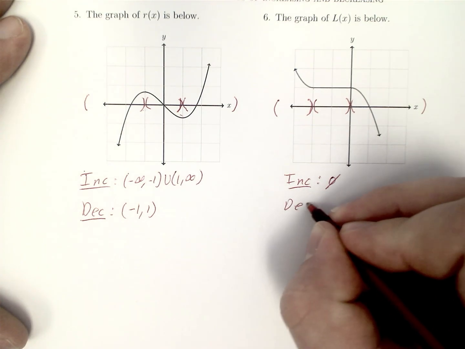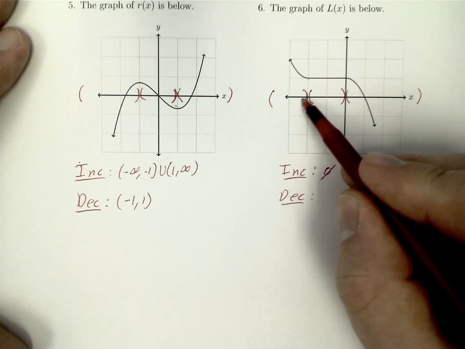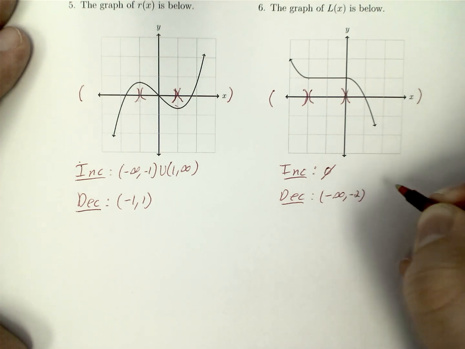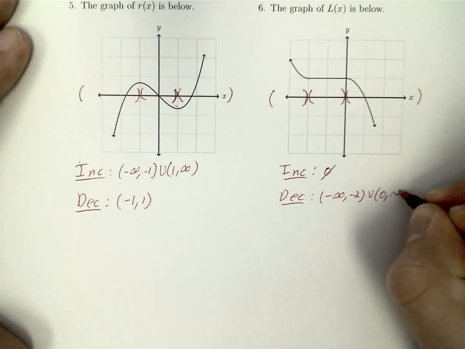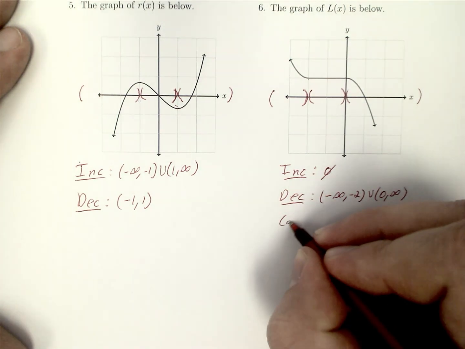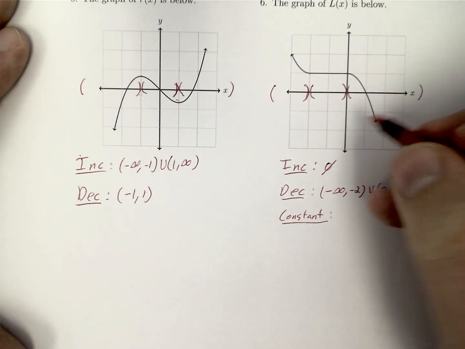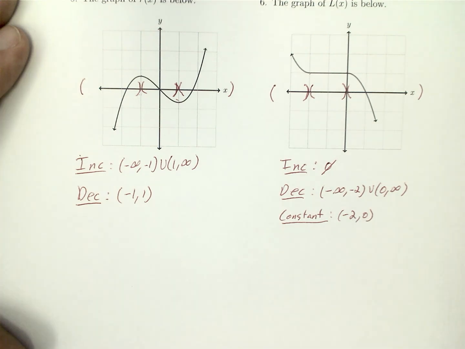So intervals of decreasing, we have negative infinity up till negative 2. And then we also have from 0 to infinity. If it's not increasing or decreasing, we have a constant interval between negative 2 and 0. The problem doesn't ask for this, but that is what's actually going on. That concludes this lecture.